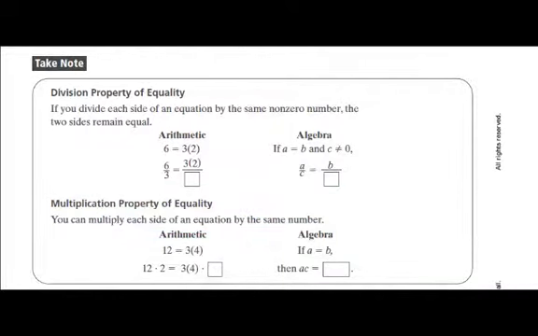Let's take a look at the arithmetic for division. Here we have 6 equals 3 times 2. If we divide both sides by 3, that's the division property of equality. If A equals B and C does not equal 0, then A divided by C is the same thing as B divided by C. For the multiplication property of equality, that simply states that if we have 12 equals 3 times 4, then if we multiply 12 by 2, we would also multiply 3 times 4 by 2. And for algebra, if A equals B, then AC is equal to BC.